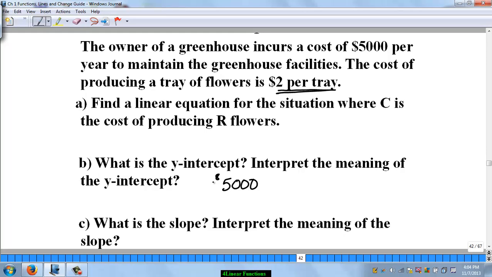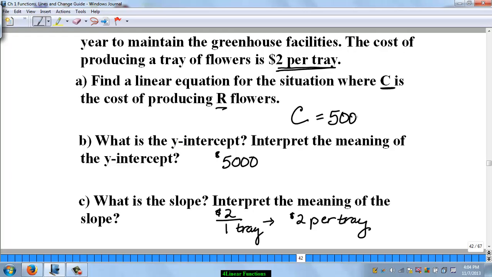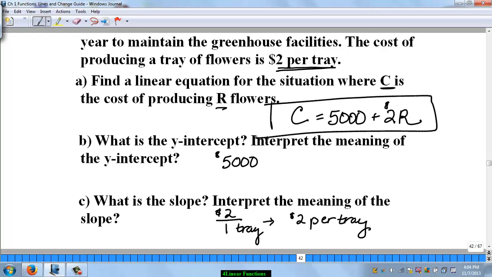And what is the slope? Well, the slope is going to be $2 for every one tray. Or that's the same as saying $2 per tray. So if I know that, I can go right ahead and do my formula, and we don't even have to use y. C is cost, R is producing the flowers, so I can say the cost of doing the flowers is my initial value of $5,000, plus it's going to cost me $2 per tray, and they want me to use an R. So there is my formula for that.